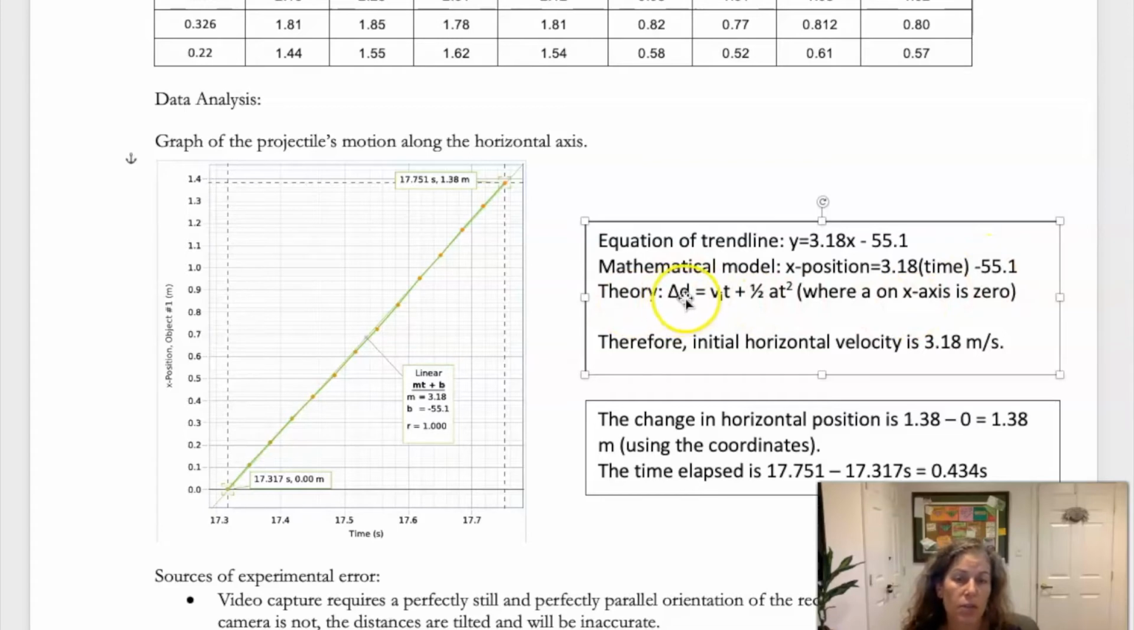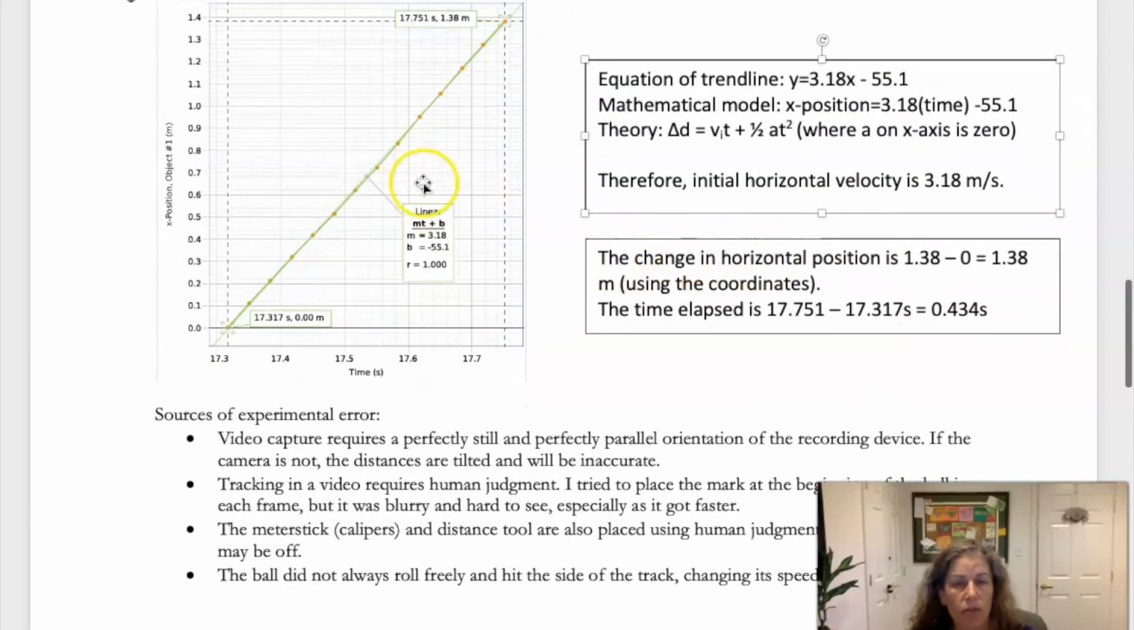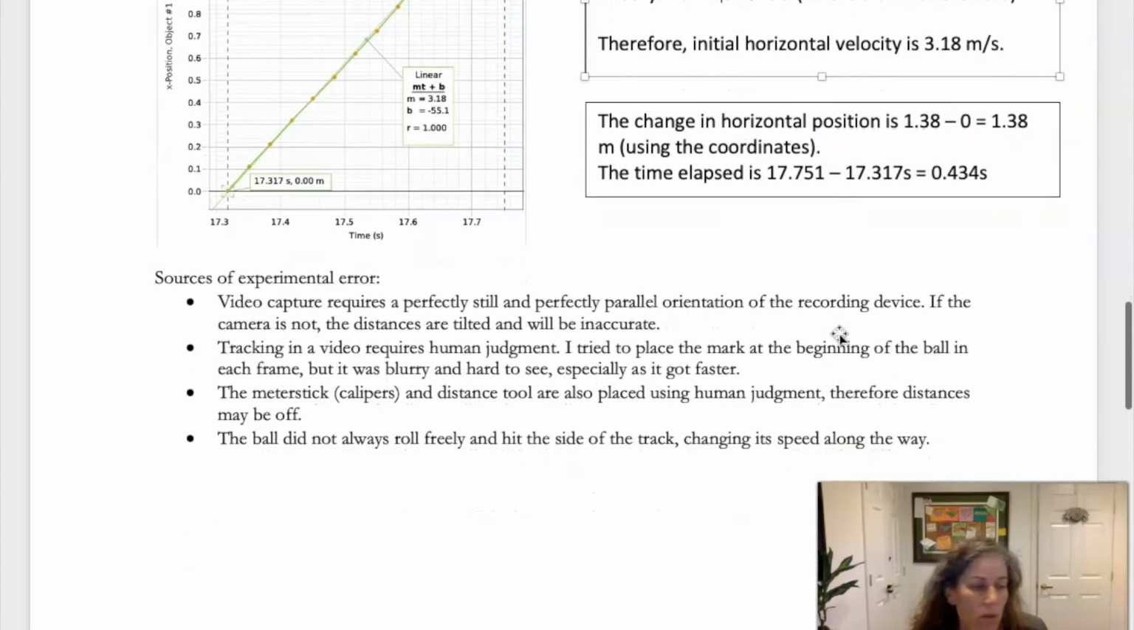And then I have the theory here where the position equals v initial t plus 1/2 a t squared. So where this here, the v initial, is going to be your 3.18, and the time is on the x. So now you know what the initial velocity is for that horizontal axis. The other thing you can find out is the change in the horizontal position from the beginning to the end by just subtracting those y coordinates, and you can find the elapsed time by subtracting the x coordinates. So all that information is part of your analysis, and you want to state it. If you don't need it, that's fine, but I ended up using most of this stuff.